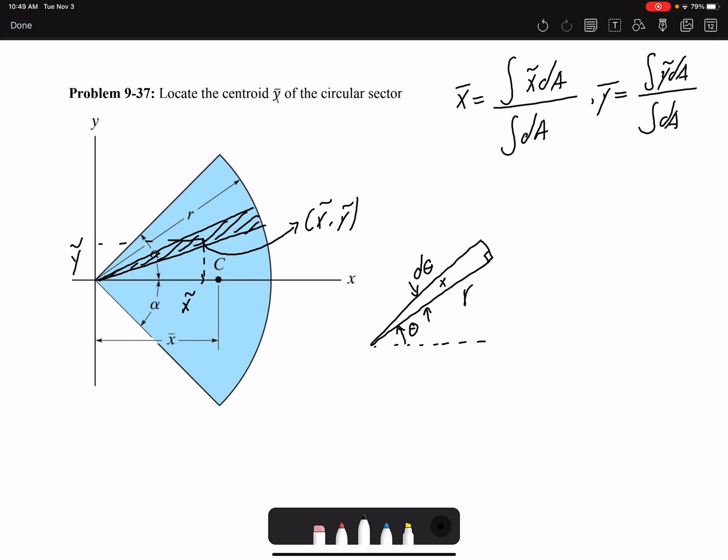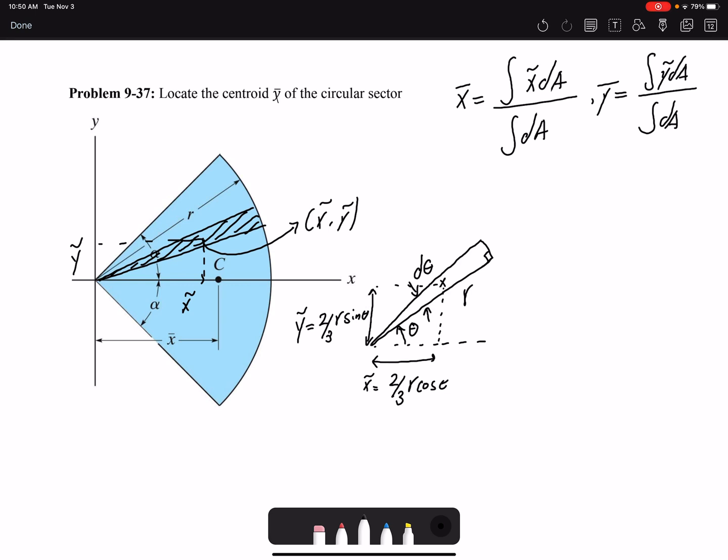And because we have theta, this distance, or x tilde, would be 2/3 of r cosine theta, and the y tilde would be 2/3 of r sine theta, because we know the distance of the centroid from the vertex of a triangle.